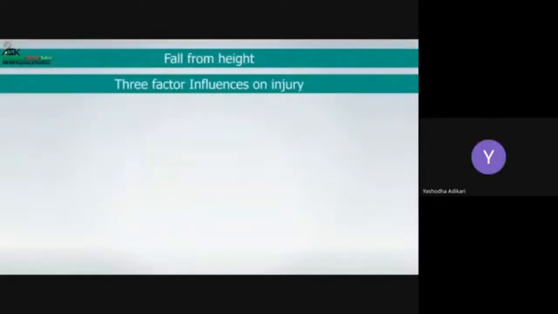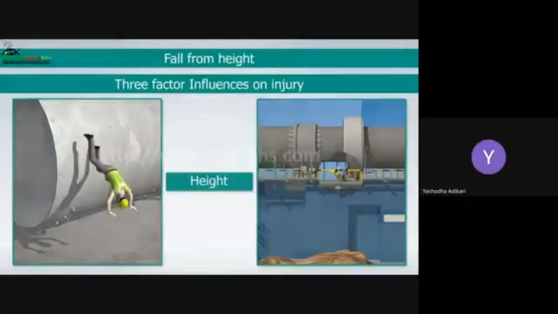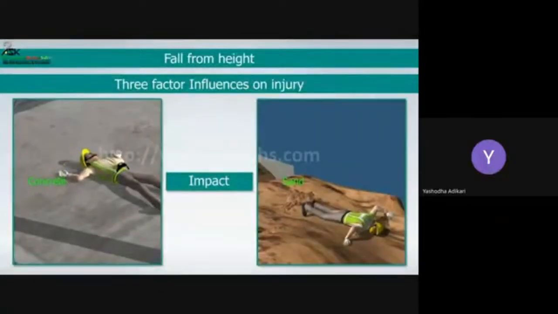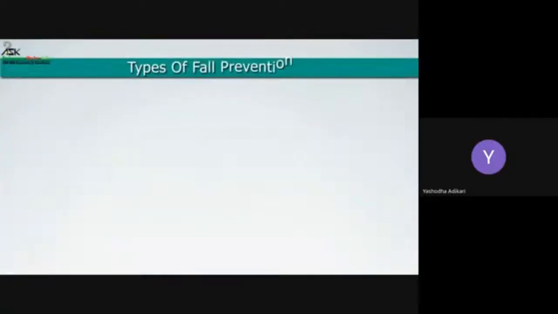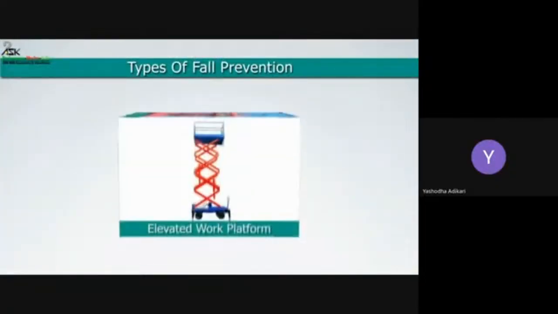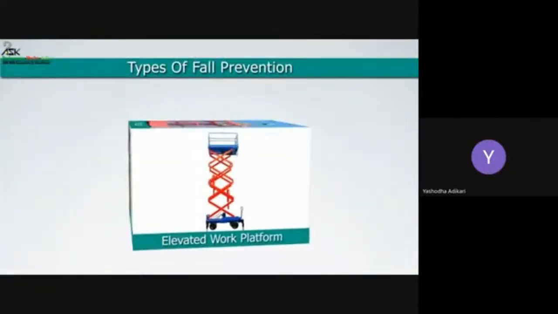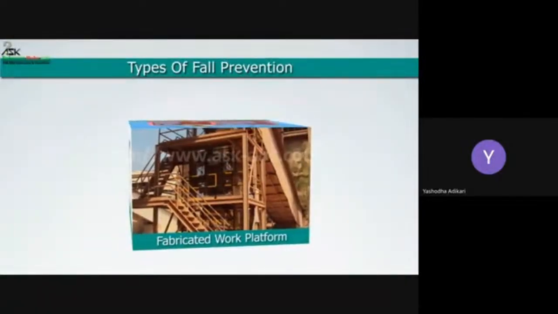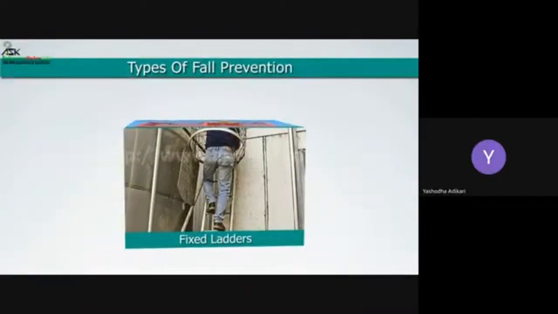Fall from height. Influences on injury. Height, 1 meter versus 10 meters. Position, head versus feet. Impact, concrete, sand. Types of fall prevention. Elevated work platforms, scaffolds fitted with handrails. Fabricated work platforms fitted with handrails. Ladders, portable and fixed. These are the mitigating methods to follow, right?